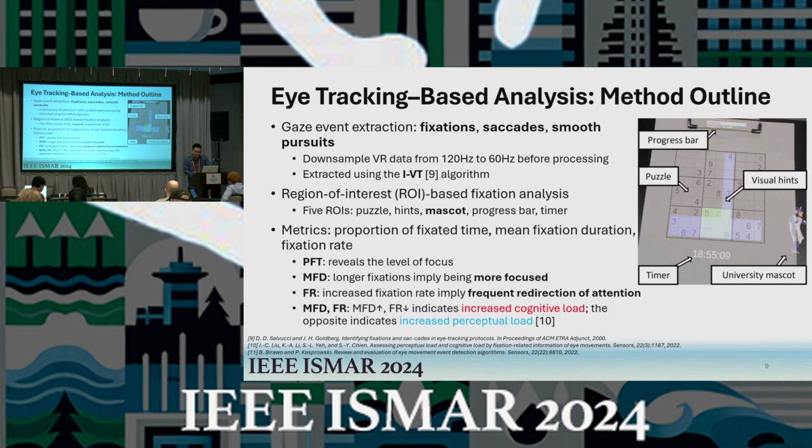And the metrics we considered were the proportion of fixated time, the mean fixation duration, and fixation rate. We chose these metrics since, first of all, proportion of fixated time is known to reveal the level of focus, and so is how mean fixation duration is interpreted. On the other hand, fixation rate can reveal how often attention is redirected. And when combined, it has been shown in prior work that increased MFD and decreased FR indicate increased cognitive load, while the opposite indicates increased perceptual load.